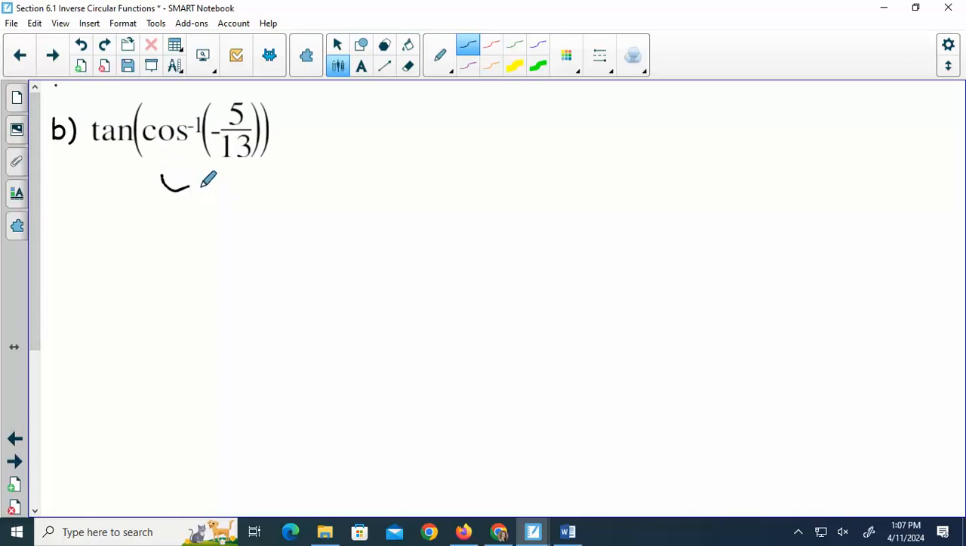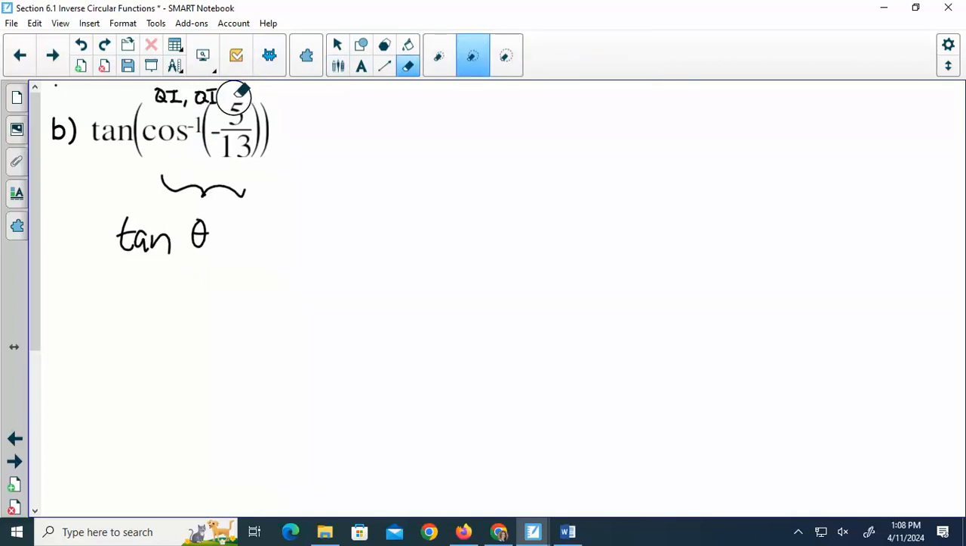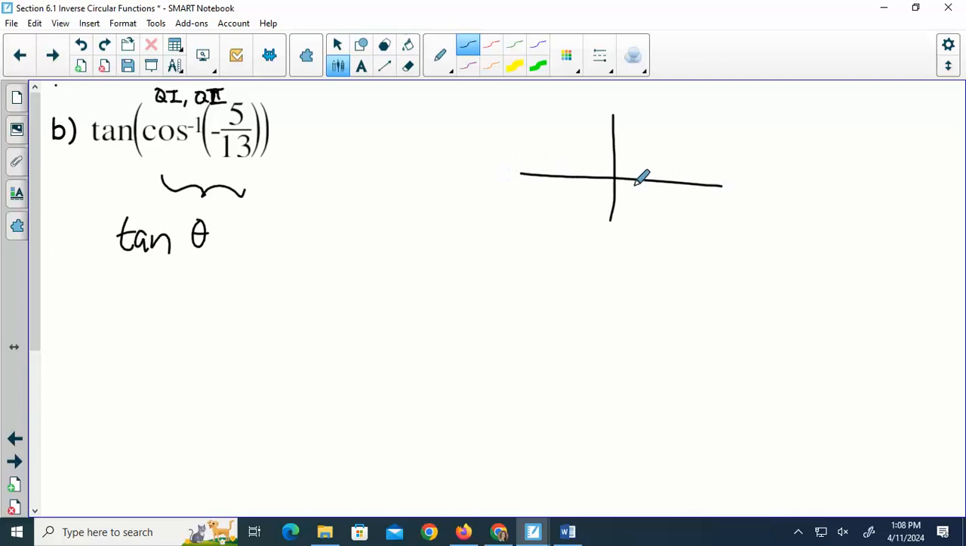So the answer to an inverse is just an angle. I'm asking you to find tangent of some angle. Cosine inverse can be in quadrant 1 or 2. Which one are we in? 2. So, in quadrant 2, this means cosine of that angle is negative 5 over 13.